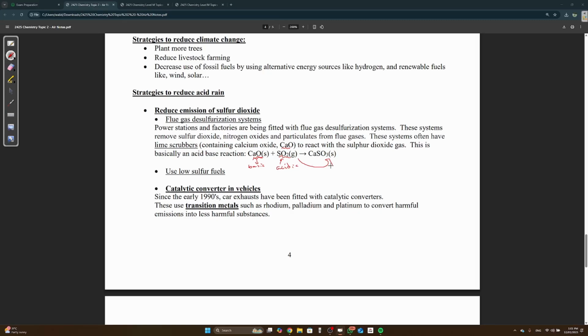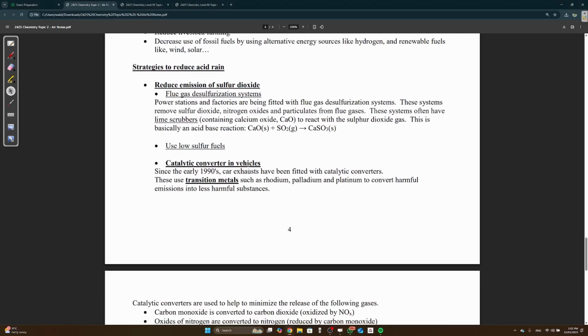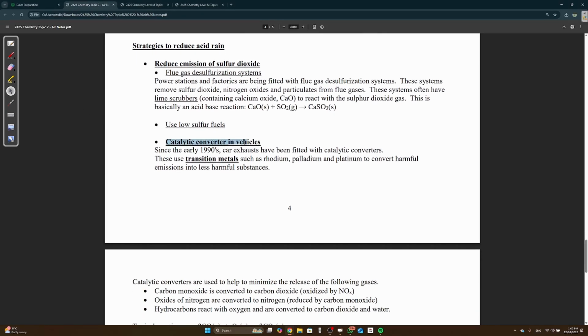They're fitted with lime scrubbers, which is CaO, calcium oxide, that acts as a base, which reacts with the sulfur dioxide and also the nitrogen dioxide, which is the other pollutant that causes acid rain, and therefore forms a salt that can be easily washed off. Like this, you would have eliminated the sulfur dioxide and nitrogen dioxide from the air, and therefore reduced the risk of acid rain. Also, you can use fuels that have a lower sulfur content. There's also something called the catalytic converter.